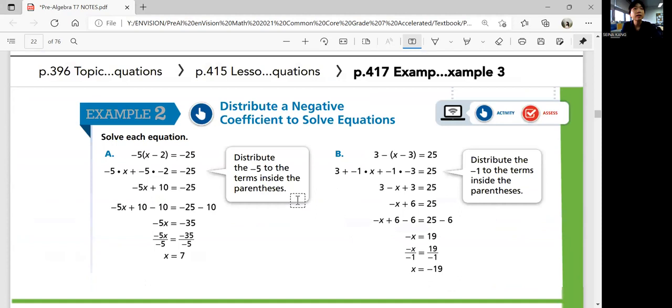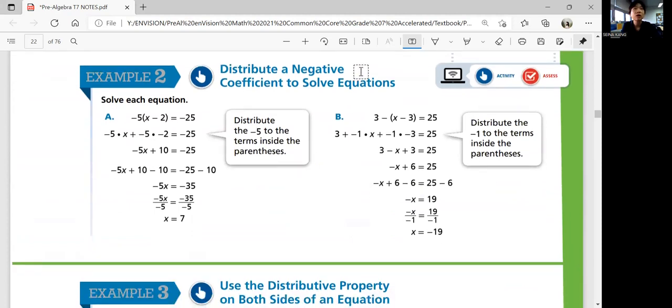All right, let's look at example 2. Distribute a negative coefficient to solve equations. So in part A, you can use the distributive property. And if you have a negative coefficient, remember that you have to keep the negative with you. So -5 times x and -5 times -2 would be, after your distributive property is applied, -5x plus 10 is equal to -25, and then you solve it out normally, and you should get x is equal to 7.